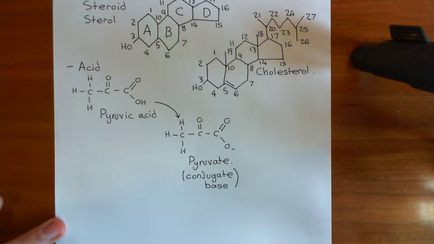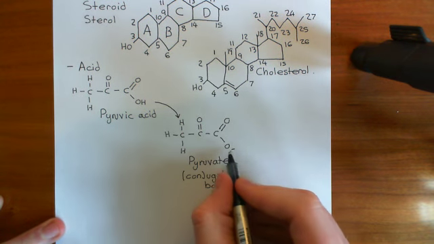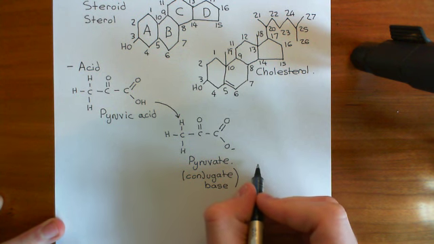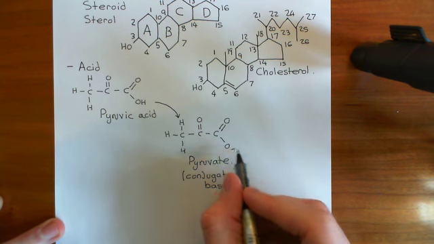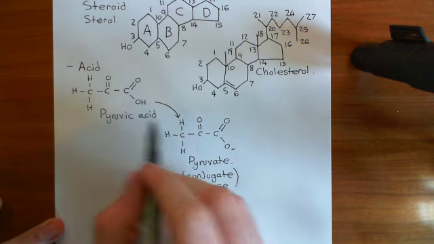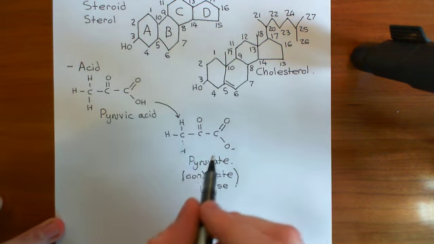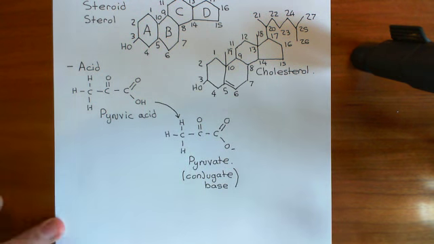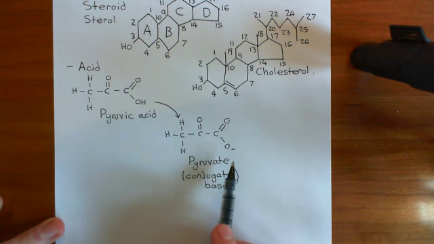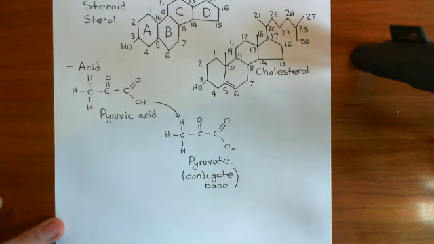Instead, it's actually a base, because instead of donating protons away into the solution, it's capable of receiving protons from the solution. So protons within the solution can bind to this negatively charged oxygen here to recreate the alcohol group, and therefore it can accept protons from the solution, and it's a conjugate base. And that's not just something that occurs for pyruvic acid, that's true for all acids: once they've donated the proton away, what is left is called a conjugate base, and it's generally not an acid anymore. Instead, it's capable of receiving protons, therefore it's a base molecule.